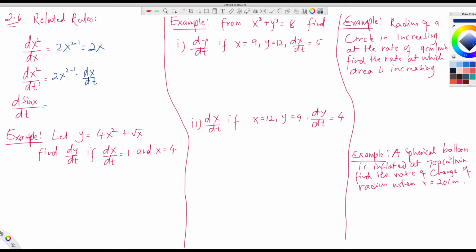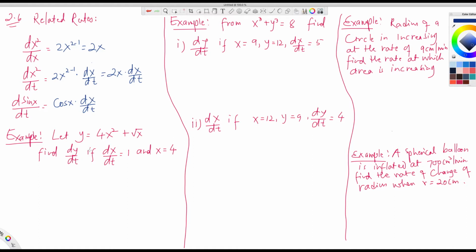So what is the final answer then? 2x times x prime, or you can keep dx over dt. It's just the notation. How about here? They don't match, right? So what is the derivative of sine x? It is cosine of x times x prime, or you can keep dx over dt. You can use whatever notation you want, x prime or x dot, but you need that extra derivative term if they don't match.